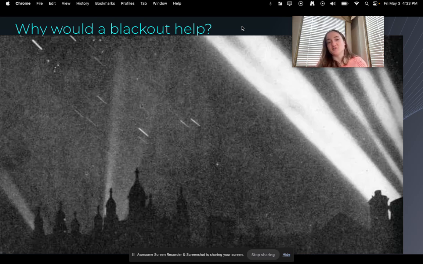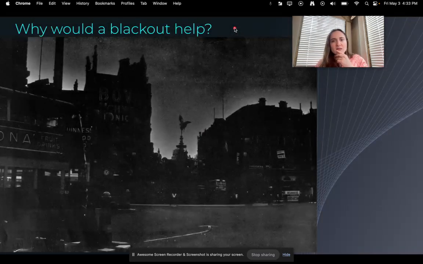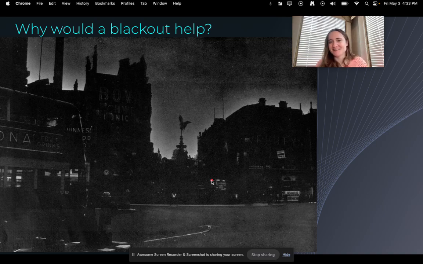Another really helpful thing too, with the city dark, the RAF could use spotlights like these here, and shine them in the sky so they can try to actually see where the German bomber planes are. So here's just another picture as well. You can just see how completely dark everything is.